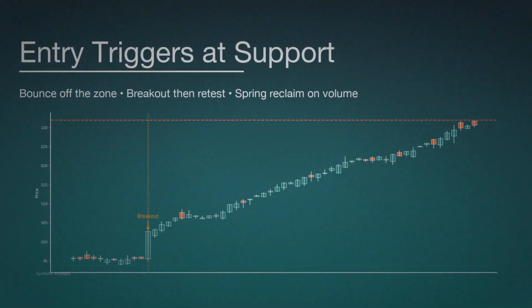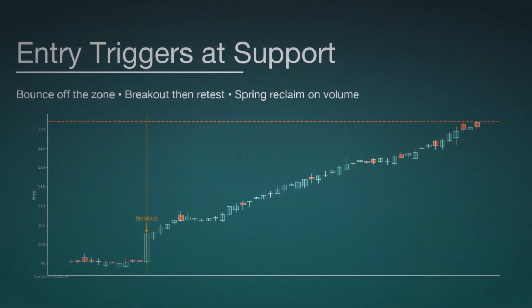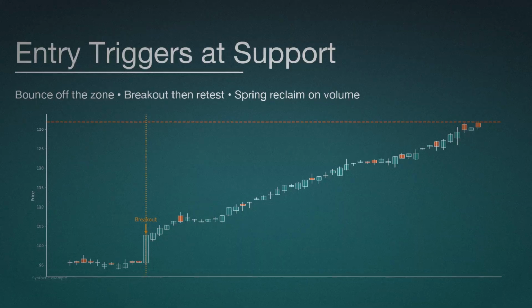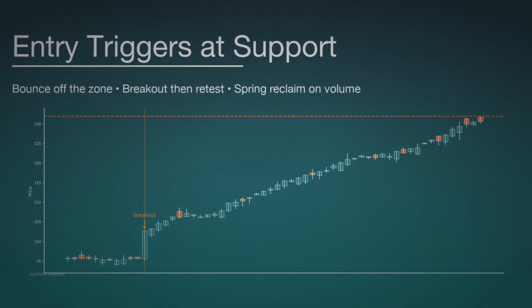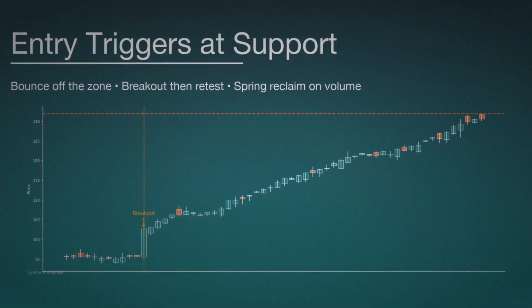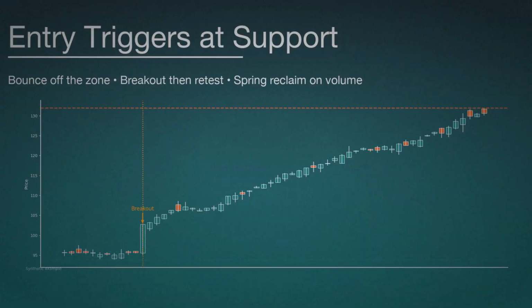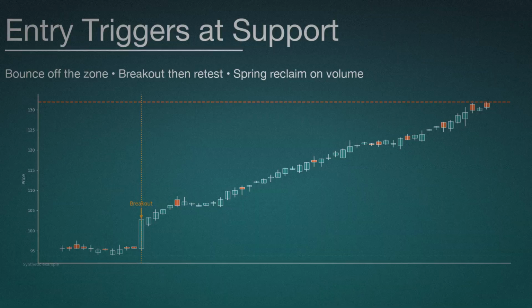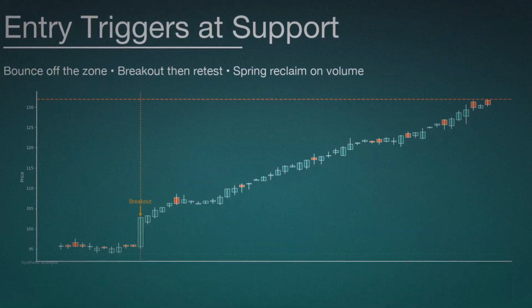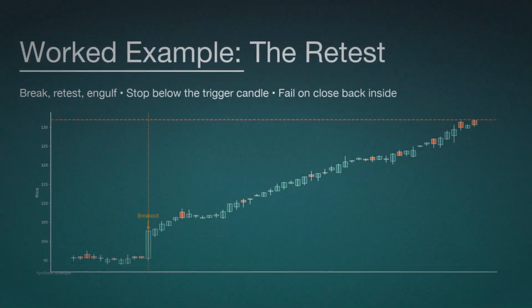You have 3 professional entries at support. First, the bounce entry. Wait for a bullish reversal candle inside the zone, enter on the close, stop below the zone low. Second, the breakout retest. Price breaks resistance, pulls back to it as new support, you enter on the rejection. Third, the failure test. Price wicks below support, reclaims it within the same or next bar on rising volume, classic spring, or stop run.